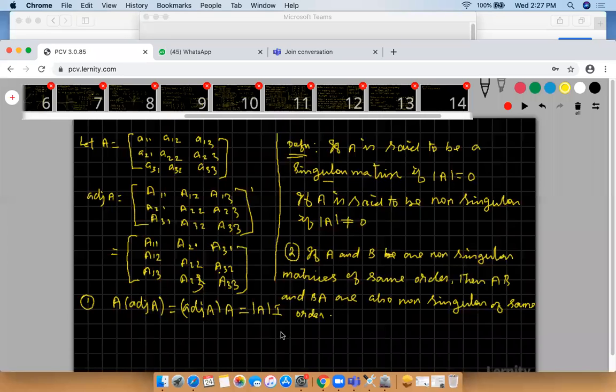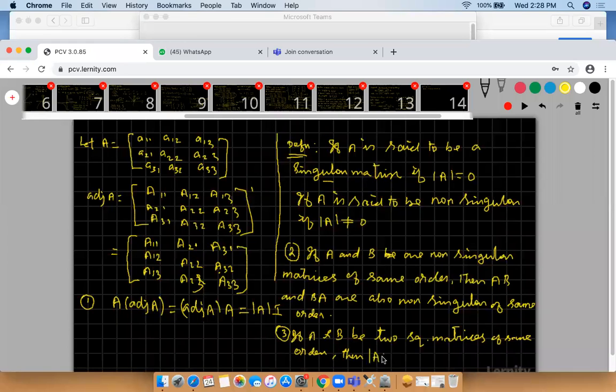The third result: if A and B are two square matrices, meaning the order is 2 cross 2, 3 cross 3, 4 cross 4 and so on, then square matrices of the same order is important.